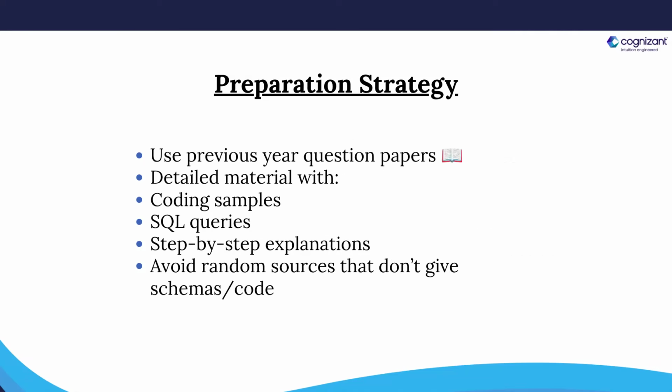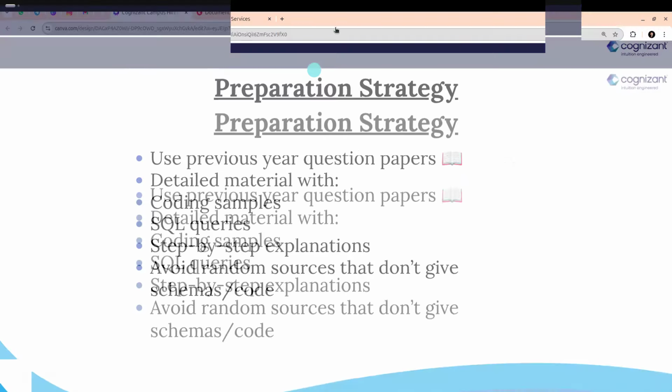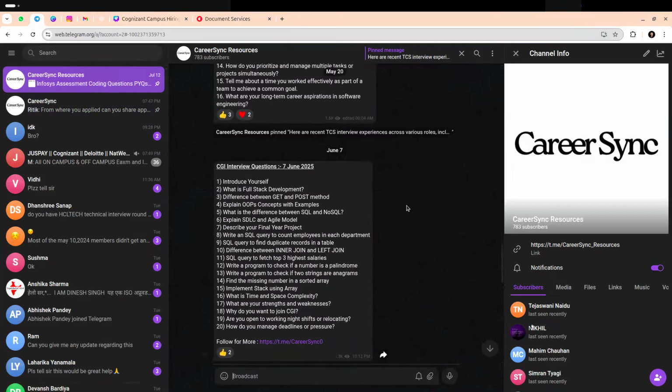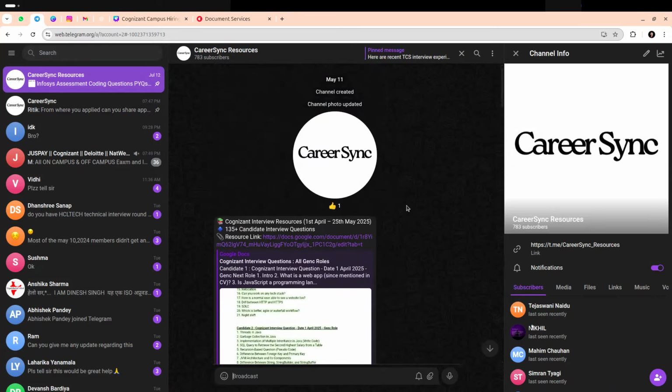Now what should be your preparation strategy? You have to use the previous year question papers. Even today's, like the 2025 question paper, I will be sharing all the details which you need. Okay, let me give you right here only. Here is a group where you can discuss it. Here are some questions that you need in your exam forms.